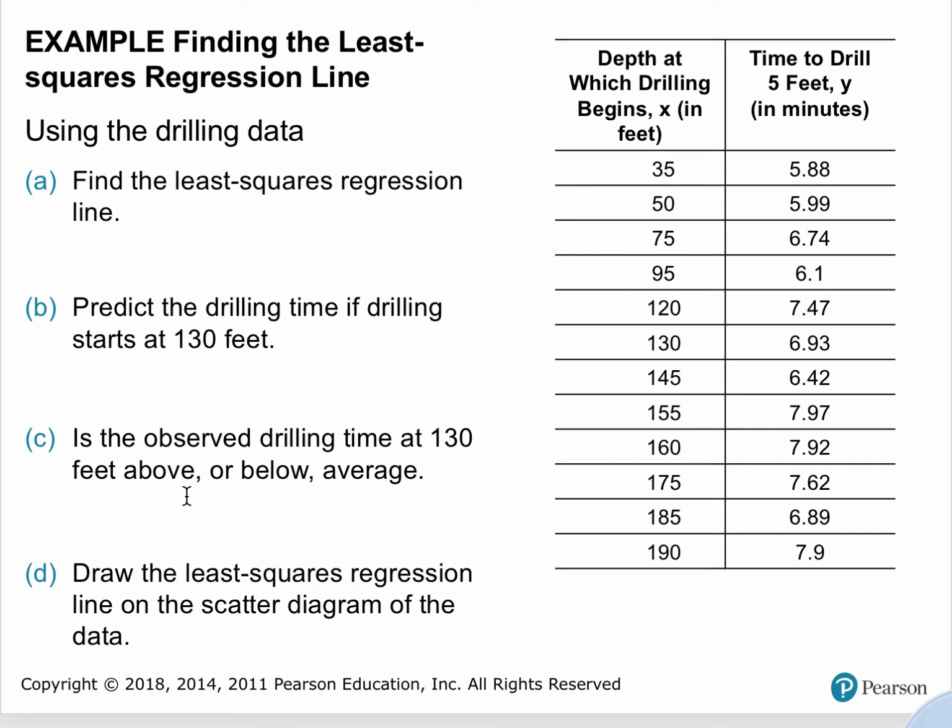All right. So let's do an example, using the drilling data, which we've seen, and I already have in my calculator. If you don't, you might want to pause and enter this in your list 1, list 2, right? Find the least squares regression line. We're going to do the same thing as when we found Pearson's r. We're going to go into Stat, over to Calc, and number 4, linear regression, ax plus b.